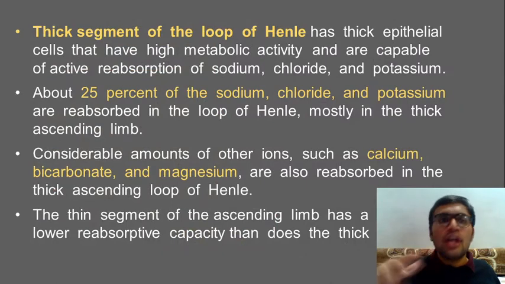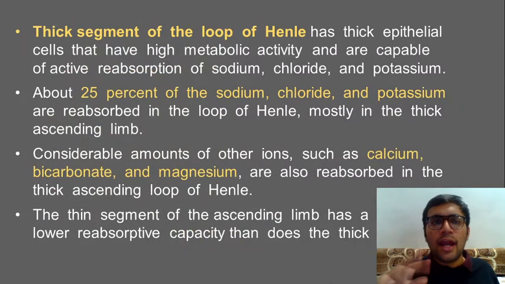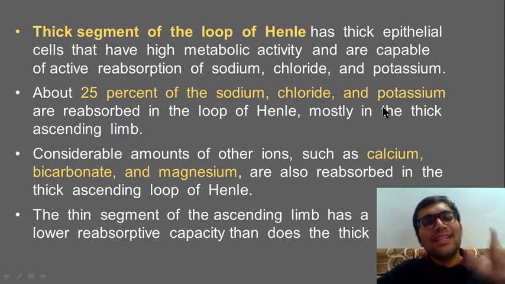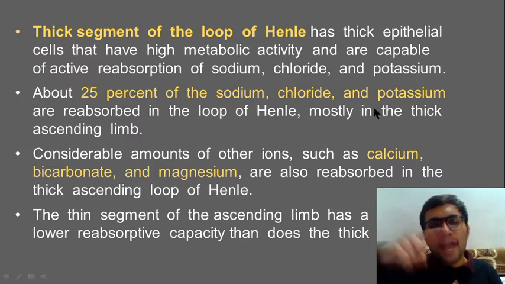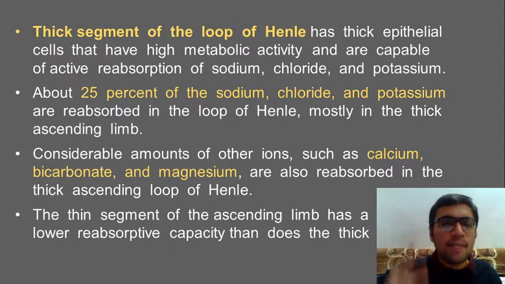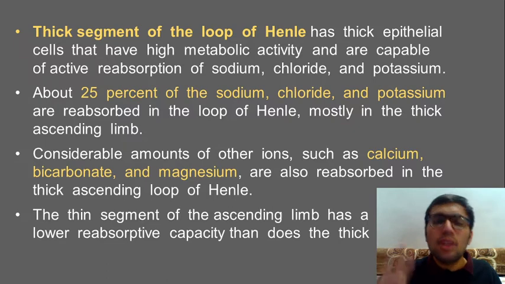Now you have the thick segment of the loop of Henle, and I have already told you that whenever I say thick, it means it has thick epithelial cells with high metabolic activity, capable of active reabsorption of important ions: sodium, chloride and potassium. You saw 65% in the PCT. Now 25% of sodium, chloride and potassium are reabsorbed in loop of Henle, mostly in the thick ascending limb. Although you can say the entire ascending limb, the thick part is more important. Also there is absorption of calcium, bicarbonate and magnesium in the same thick ascending loop of Henle.